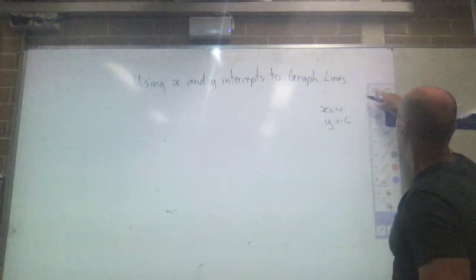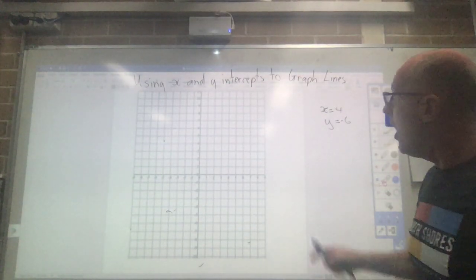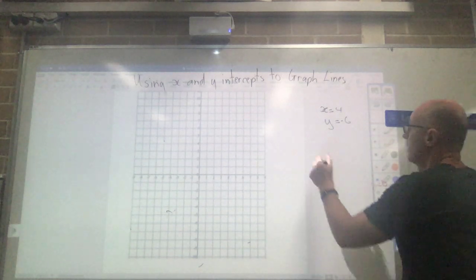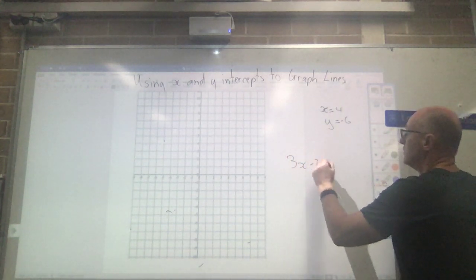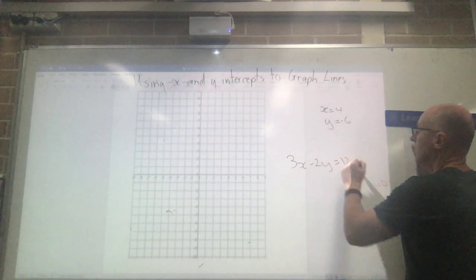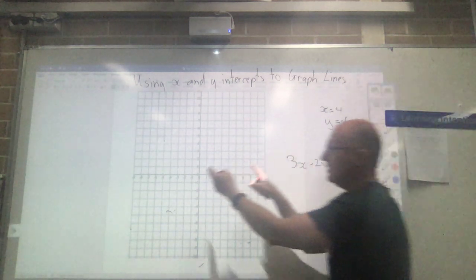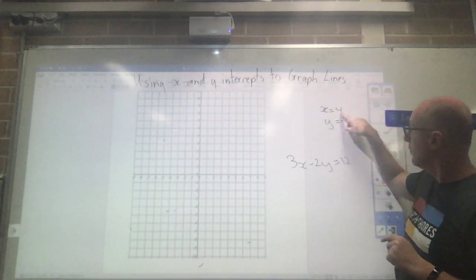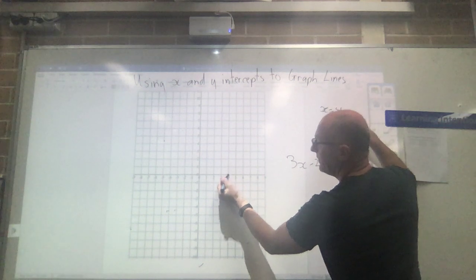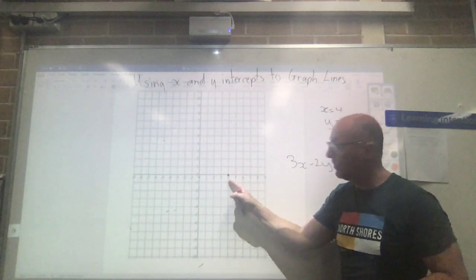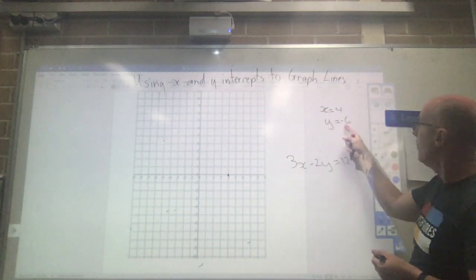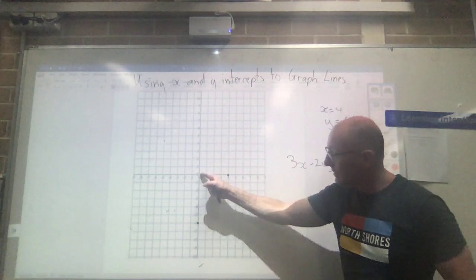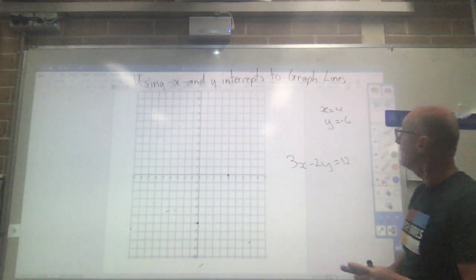Okay, I'll go back to the Cartesian plane. I've rubbed out the equation, but the equation was 3x minus 2y equals 12. We wanted to draw this onto there, and we only need two coordinates. We found them. The first coordinate is 4, 0. The second coordinate is down here, the y-intercept, 0, minus 6.